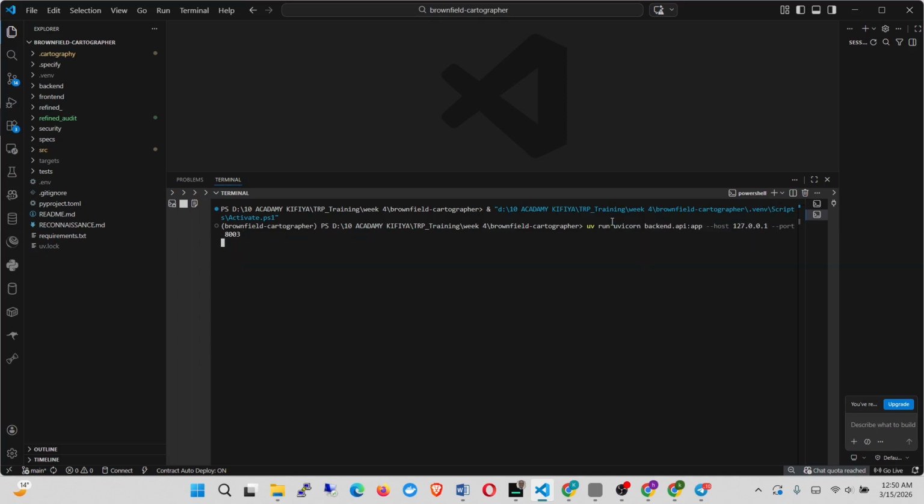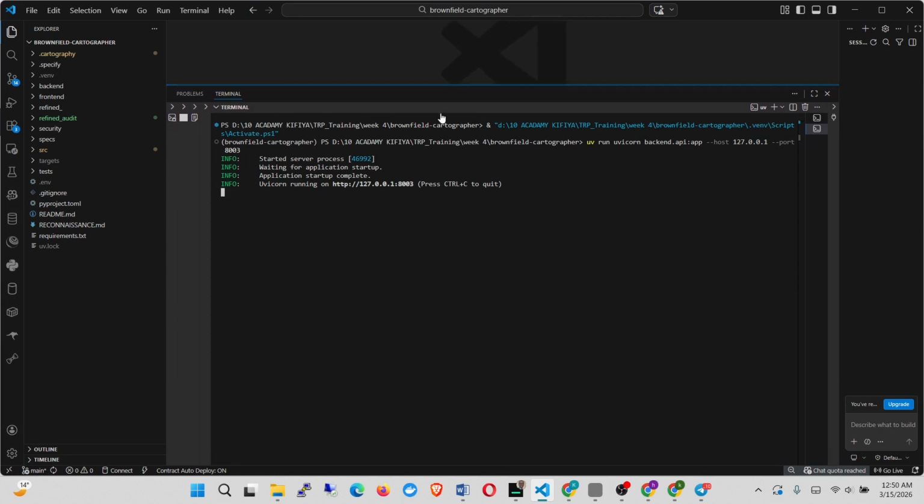Today I'm demonstrating a brownfield cartographer. I am going to solve a problem: how do we understand massive and messy code bases in a minute instead of in weeks, months, and years?